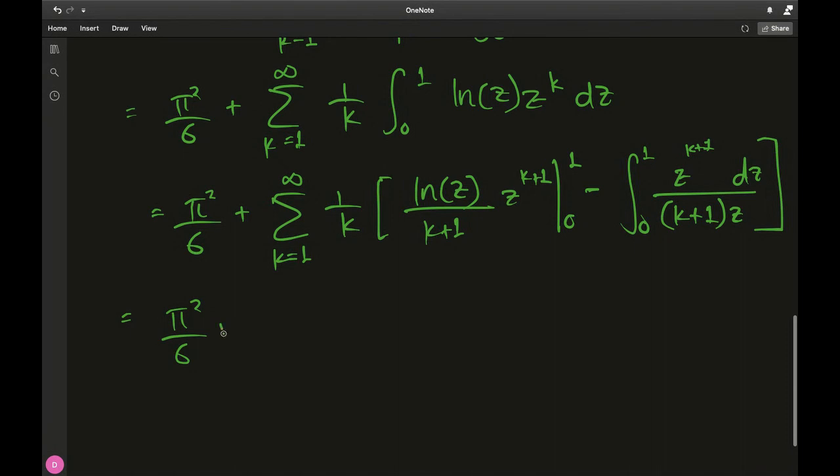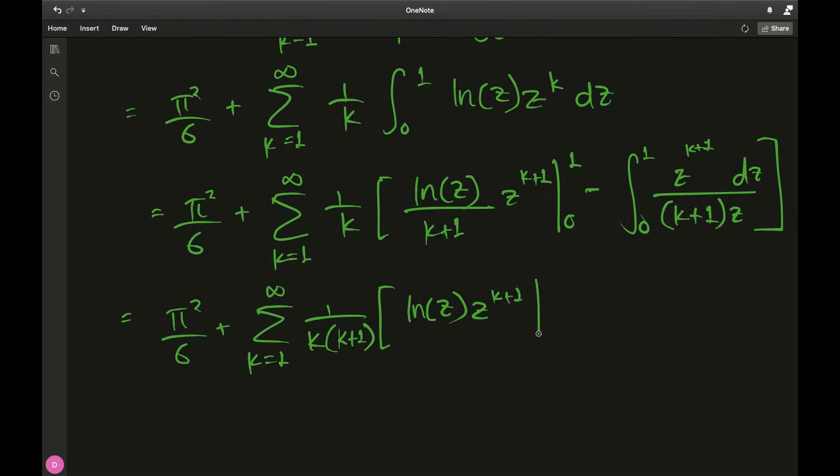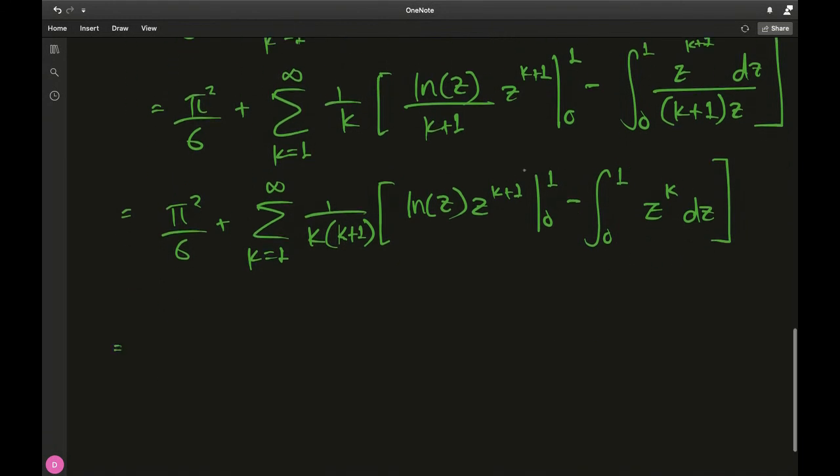So it's pi squared over 6 plus sum from k equals 1 to infinity of 1 over k times k plus 1, and we have natural log of z to the k plus 1 evaluated from 0 to 1 minus integral from 0 to 1 of z to the k dz, because we took the k plus 1 outside commonly. So when you plug in 1, natural log of 1 times 1, natural log of 1 is 0, so you'll have 0.